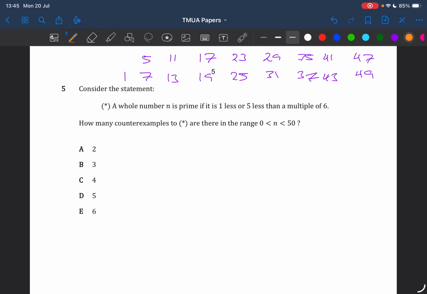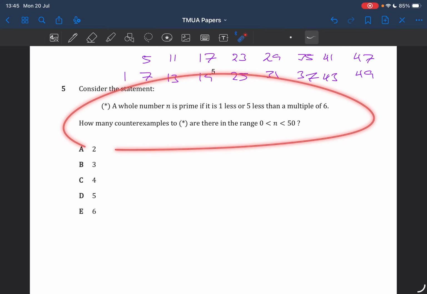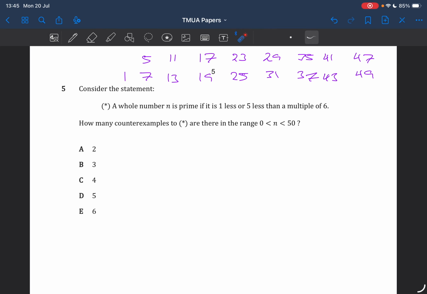So if it's a counterexample, we need to make sure that it's not prime. So which ones of these are not prime? 25, 35, 49, and I think there's one more. Where is it? Am I being silly? Oh, 1. Yeah, 1. 1's not a prime number, is it? It's a unit. So the answer should be 4. Lovely jubbly.